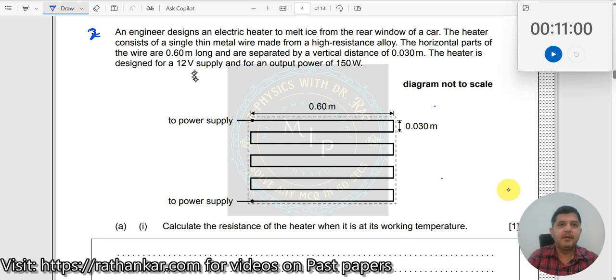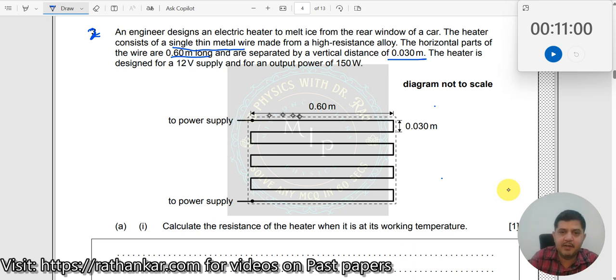Question number 2. An engineer designs an electric heater to melt ice from the rear window of a car. The heater consists of a single thin metal wire made from a high resistance alloy. The horizontal parts of the wire are 0.6 meters long and are separated by a vertical distance of 0.03 meters.